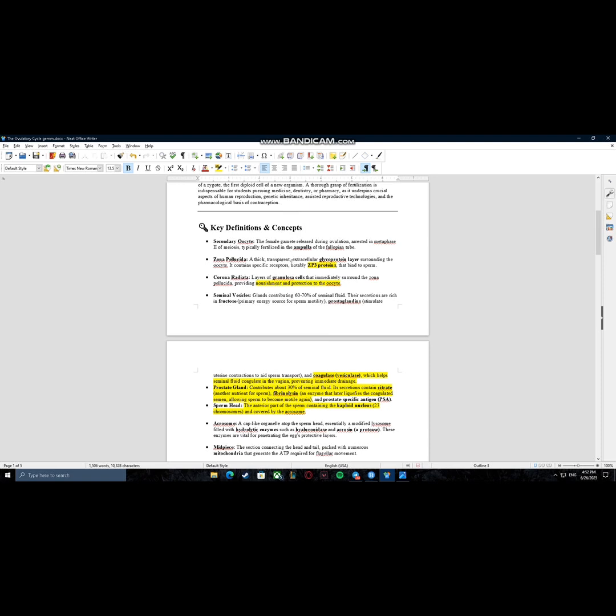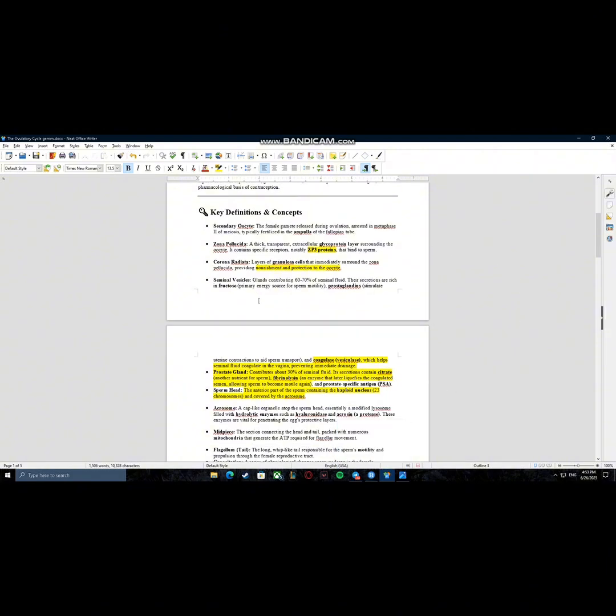Zona pellucida is a thick, transparent extracellular glycoprotein, as we said, surrounding the oocyte. It contains a receptor called the ZP3 protein. These ZP3 proteins allow the binding of sperm. Corona radiata is a layer of granulosa cells that immediately surround the zona pellucida, providing nourishment and protection to the oocyte. So as we said, there's the zona pellucida, and then there is a corona radiata surrounding it.